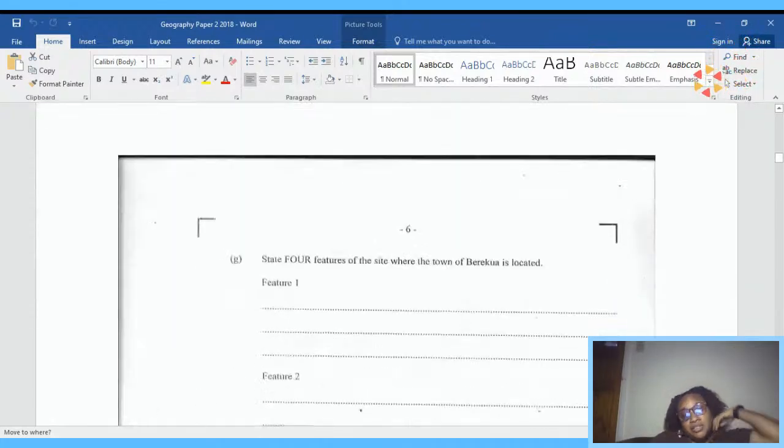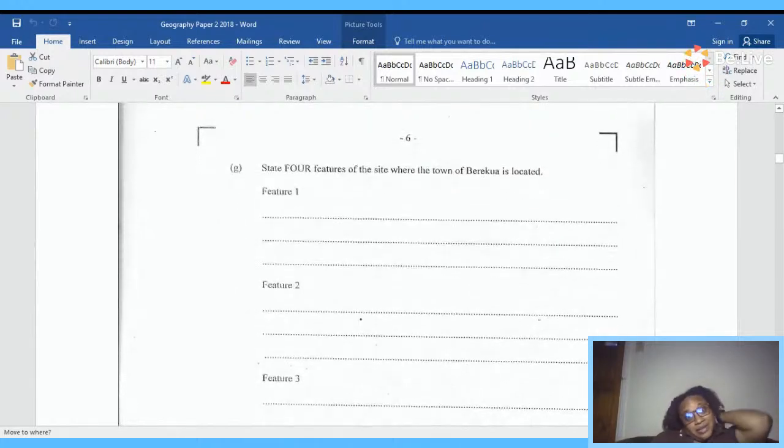Now we go into this question. State four features of the site where the town of Burica is located.